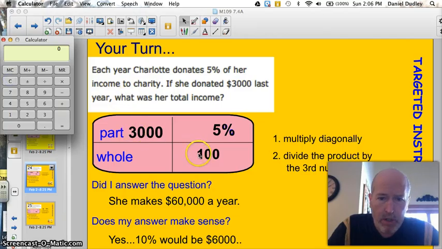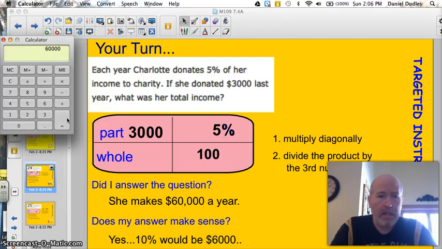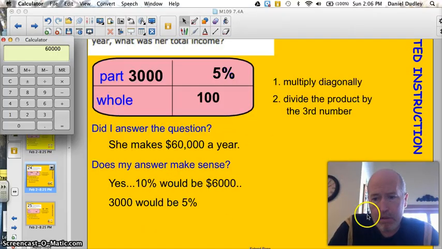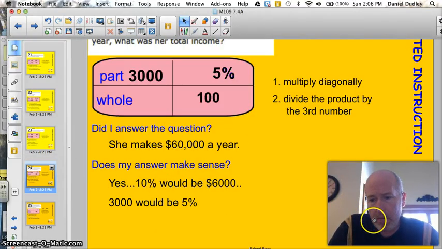3 times 1 is 3, right? But I have 1, 2, 3, 4, 5 zeros. 1, 2, 3, 4, 5 zeros, and I have to divide that by my 5, and I get 60,000. Okay, that sounds like about the right number for a salary, so let me put this down in here. So I got 60,000.